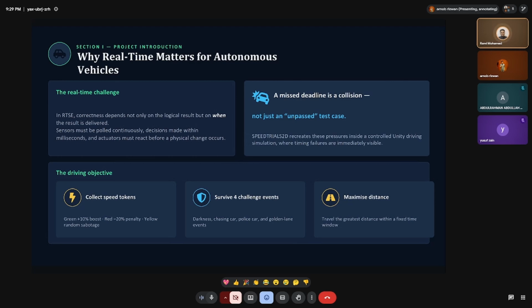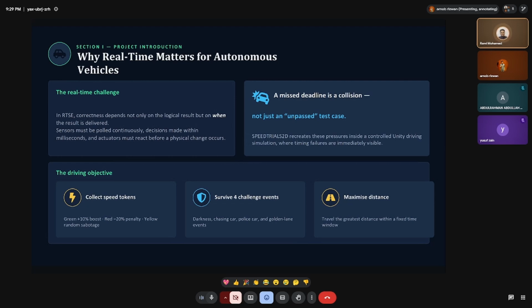The challenge actually simulates this autonomous vehicle in a way that you need to apply those things, and to apply those things, you need to have real-time software implemented. In real-time software, especially in an autonomous vehicle, a missed deadline is a collision. So we need to have a process that works in real time without any missed deadlines.